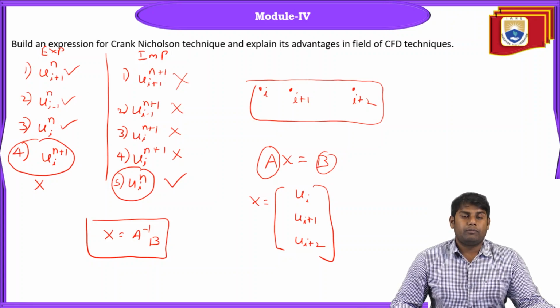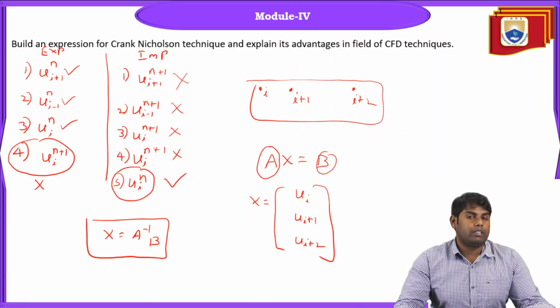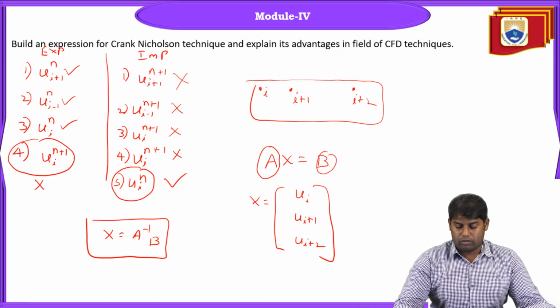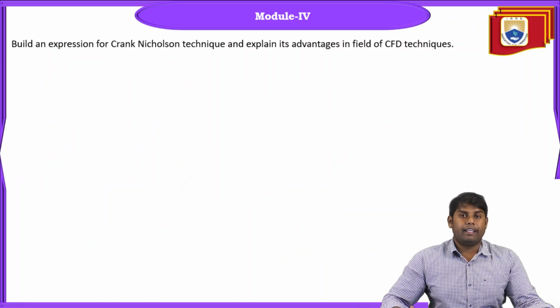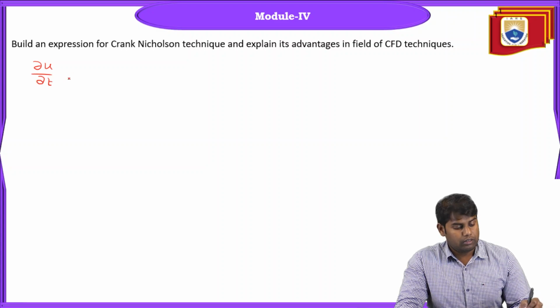Now let us come to Crank-Nicolson. Crank-Nicolson, we have seen, is semi-implicit. What do we mean by implicit? And we have seen explicit. The meaning of semi is that it would be half implicit and half explicit. We'll see the same equation again. What is that equation? We have ∂u/∂t = α ∂²u/∂x².